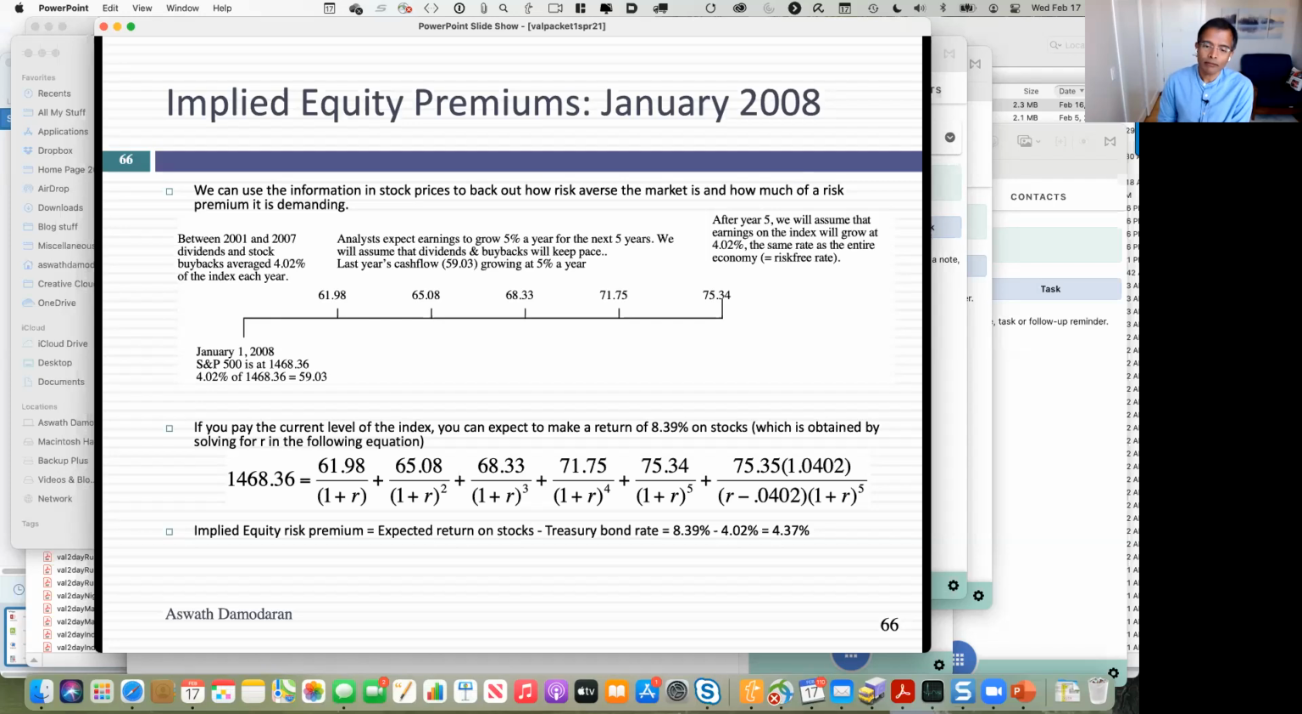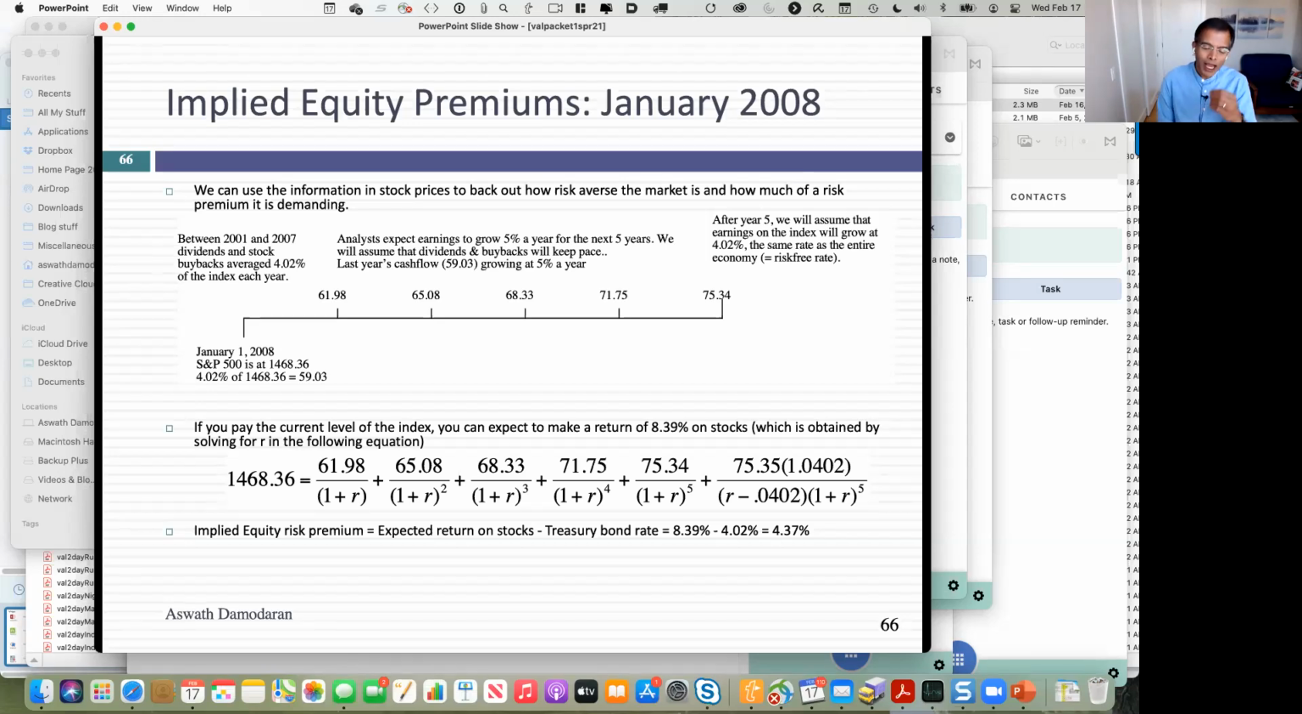I have everything I need. All I need to do is solve for the R, right? It's a little messier than a bond because that last term is going to be a function of my discount rate. But if you use the solver function in Excel, you can solve for the R. And that's basically what I do. Either the goal seek or the solver function. What I get as my R is 8.39%.